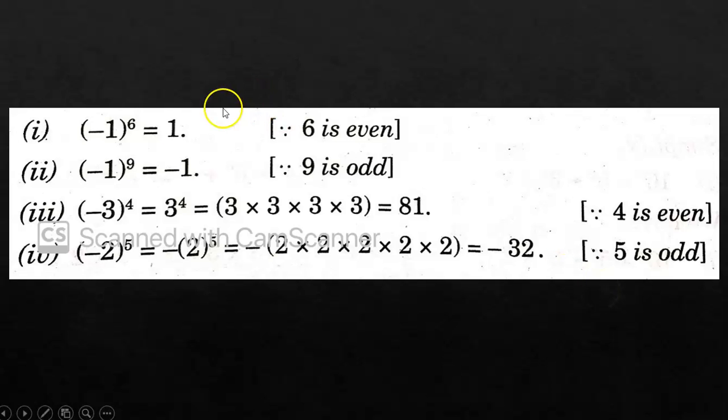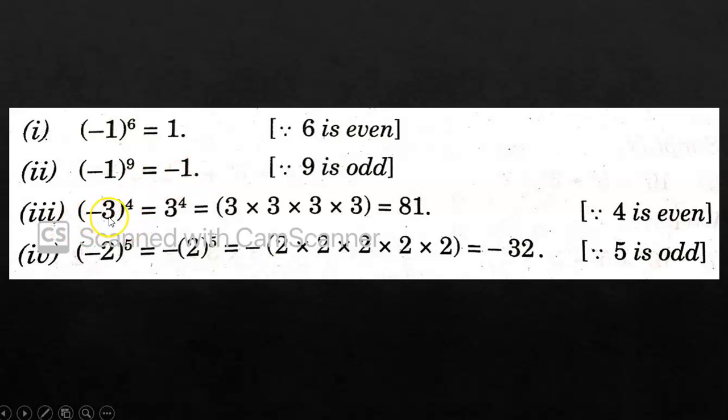So a few more examples. Negative 1 raised to 6. Now 6 is even. So my answer will be 1. Negative 1 raised to 9. 9 is odd. So my answer will be minus 1.